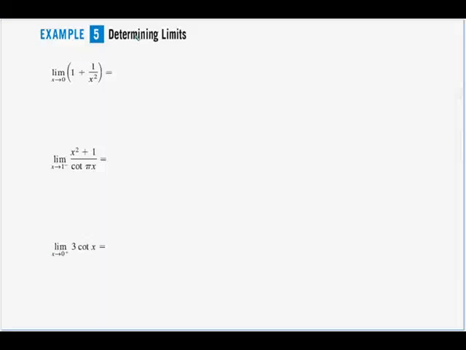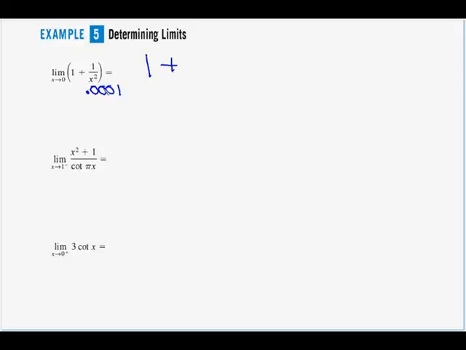Okay, here in example 5, they're asking us to determine some limits. The limit as x approaches 0 of 1 plus 1 divided by x squared. So we know the limit as x approaches 0 of 1 is going to be 1, plus what happens when we get this denominator very, very close to 0. If it's 1 divided by 1, we're going to get 1, but as we get closer and closer to 0, think about 0.1. 1 divided by 0.1 would be 10. 1 divided by 0.01 would be 100. 1 divided by 0.001 would be 1,000.